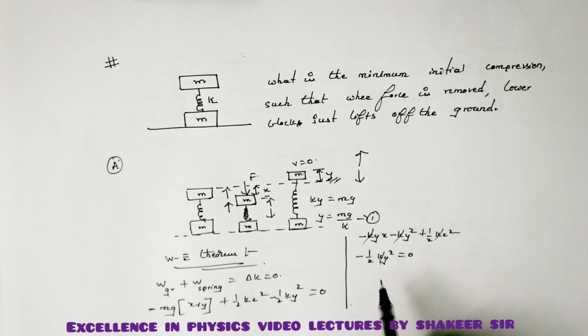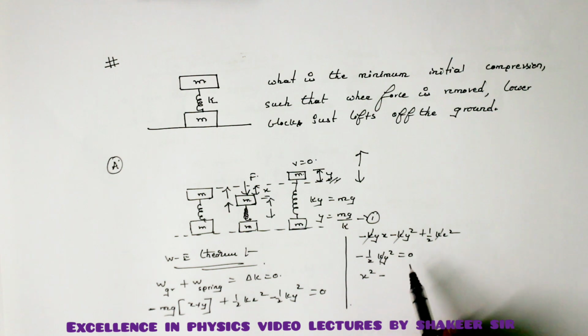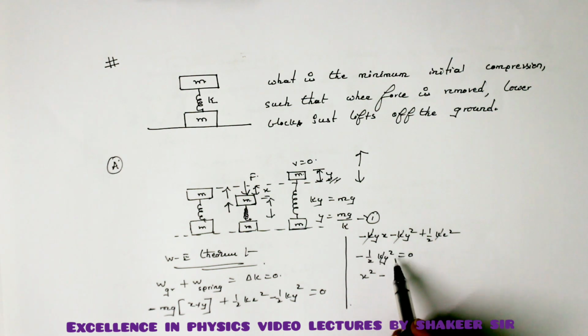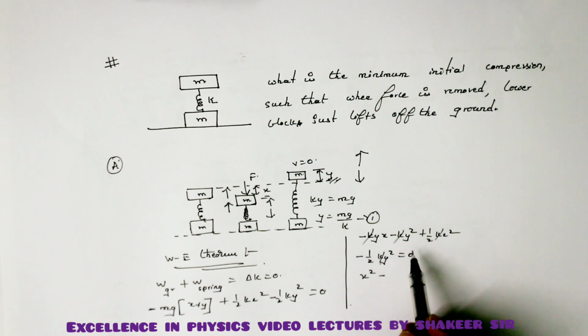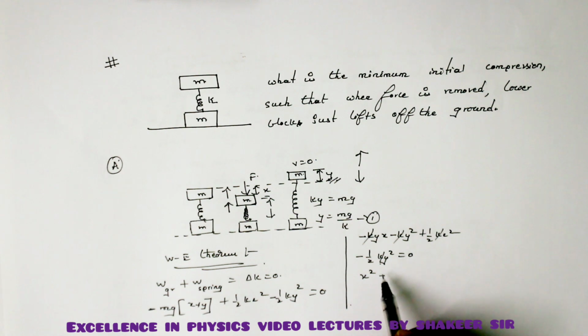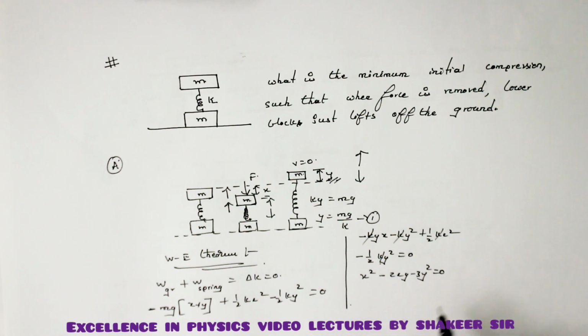So what is the equation I am getting? The equation I am getting is x square minus 2xy minus y square over 2, and if I multiply the total by 2, then I get x square minus 2xy minus 3y square. It should be equal to 0.